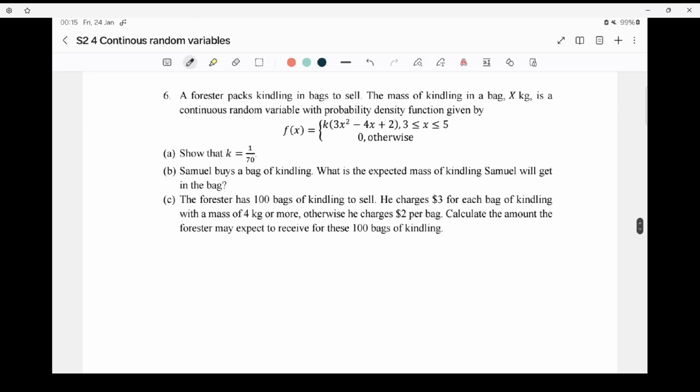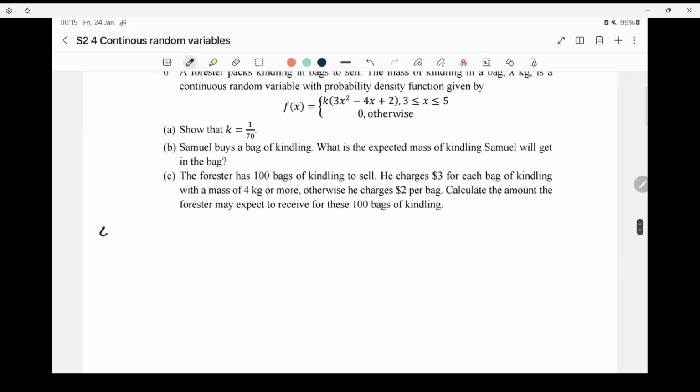Question 6. A forester packs kindling in bags to sell. The mass is given by that probability density function. Show that k equals 1 over 70. So integrating from 3 to 5, k I can put outside, 3x squared minus 4x plus 2 dx equals 1.